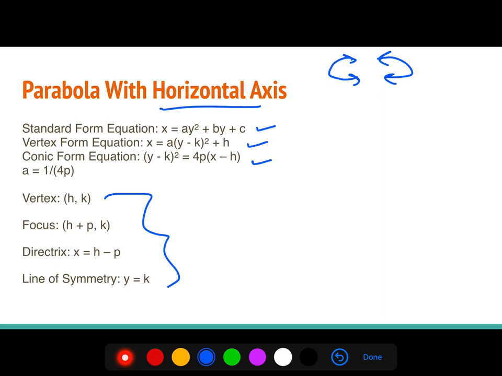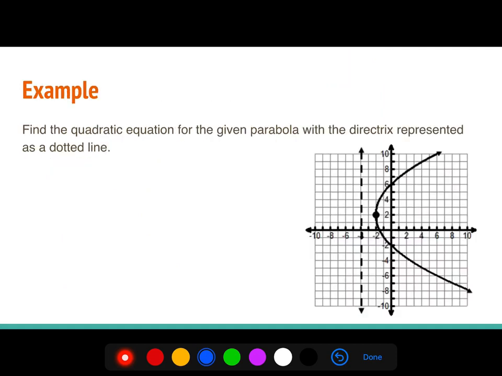But we also have parabolas that go the other way, like C-shaped and backwards C-shaped. That means they have a horizontal axis of symmetry. And again, they have a standard form, a vertex form, and a conic form. And they also have key attributes: the vertex, focus, directrix, and line of symmetry. So first of all, you've got to know which way your parabola is facing, whether it's vertical, up and down, or horizontal, like a C shape, so you can get the right set of equations.